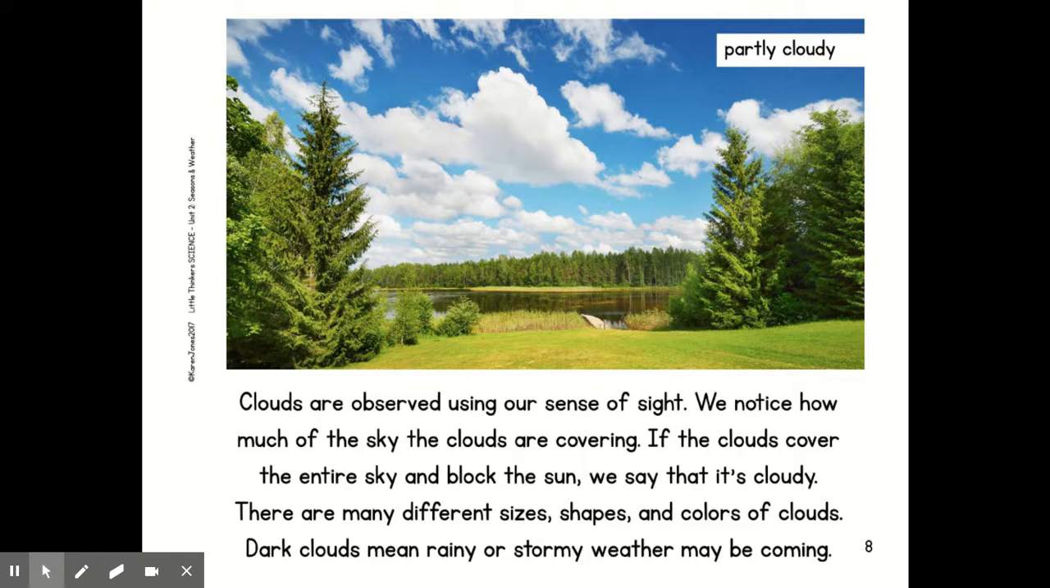Clouds are observed using our sense of sight. We notice how much of the sky the clouds are covering. If the clouds cover the entire sky and block the sun, we say that it's cloudy. There are many different sizes, shapes, and colors of clouds. Dark clouds mean rainy or stormy weather may be coming.